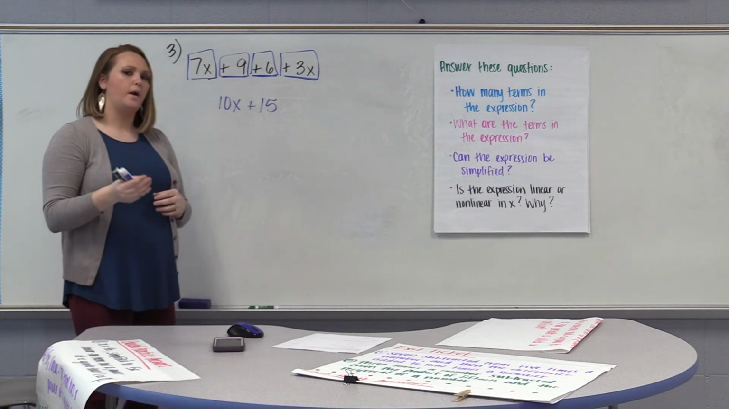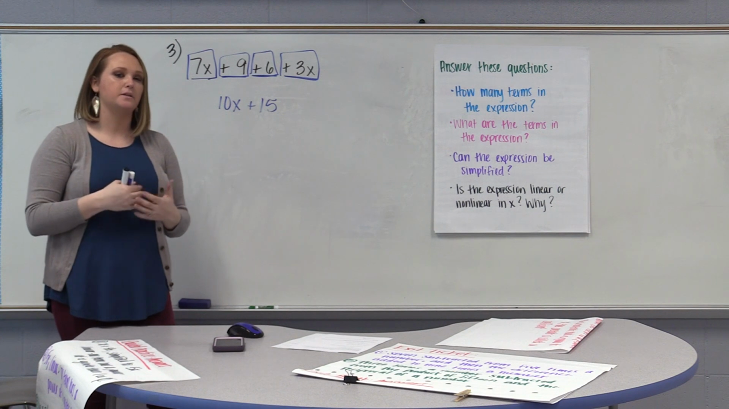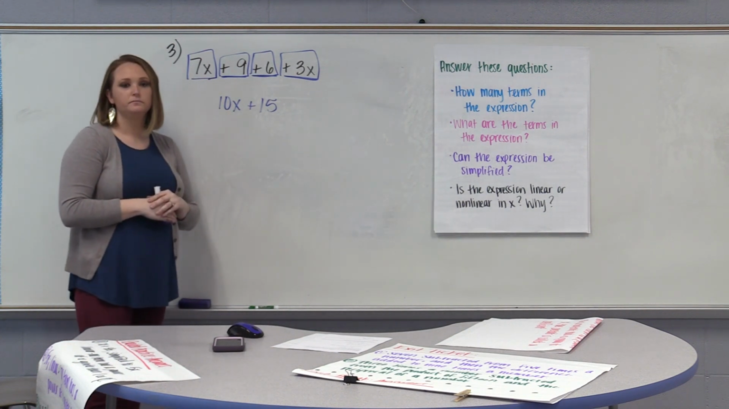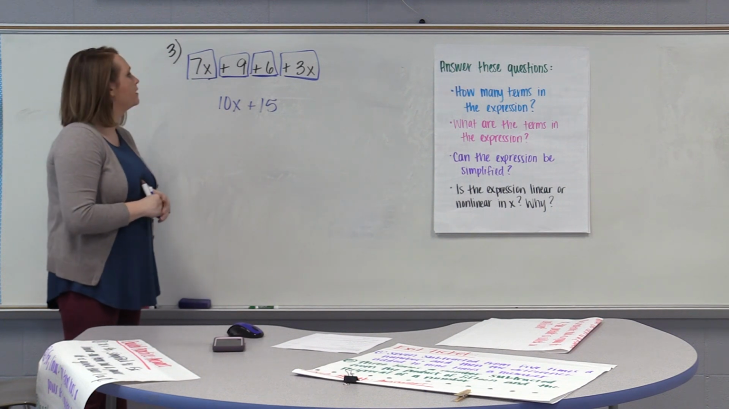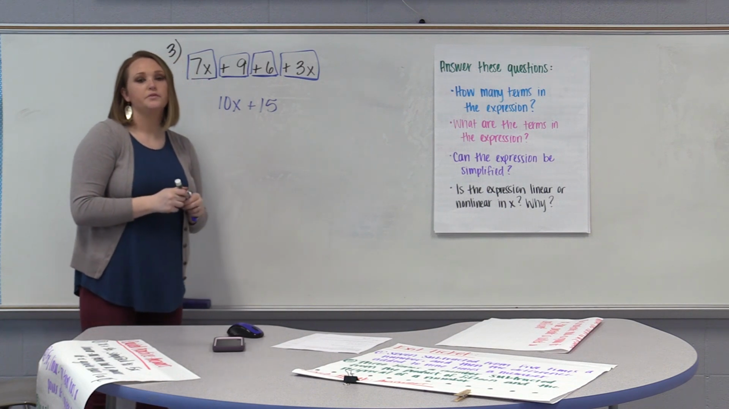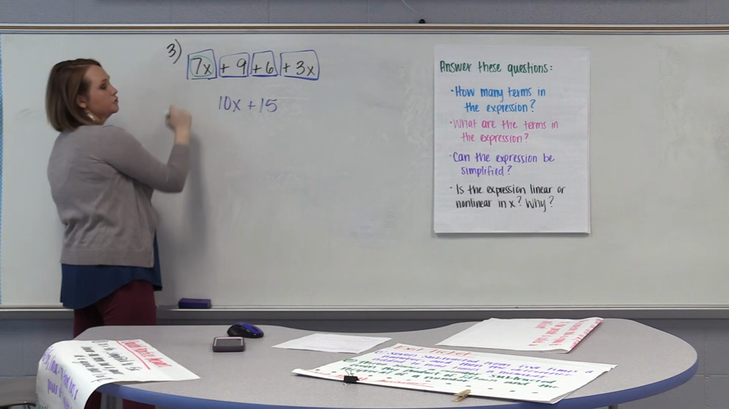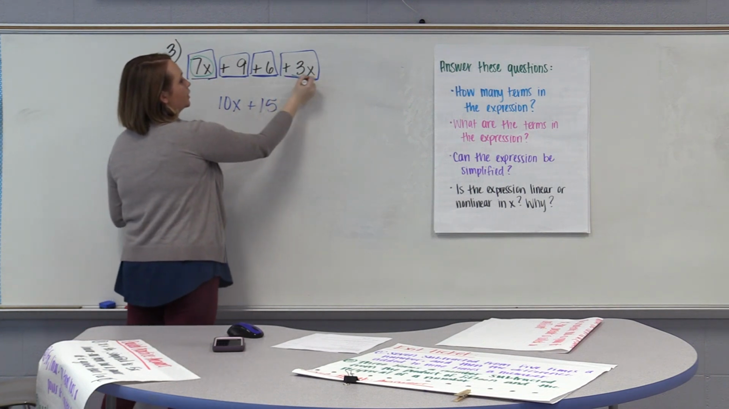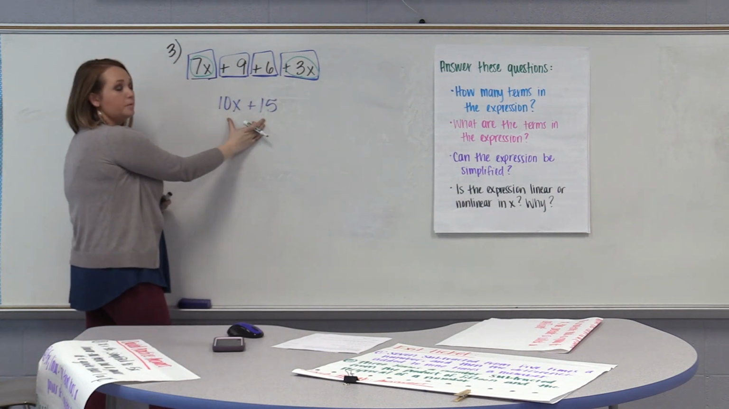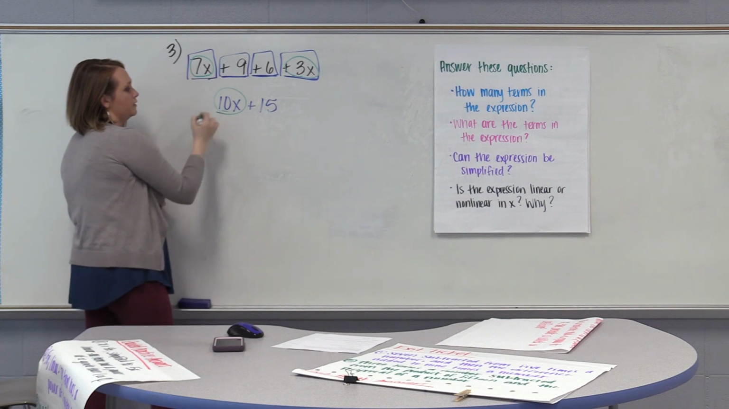Now let's add a couple more questions to this one. What terms have coefficients? Thinking back to those terms we defined at the beginning of the lesson. So in our original expression, the term 7x has a coefficient of 7, and the term 3x has a coefficient of 3. In our simplified expression, the term 10x has a coefficient of 10.